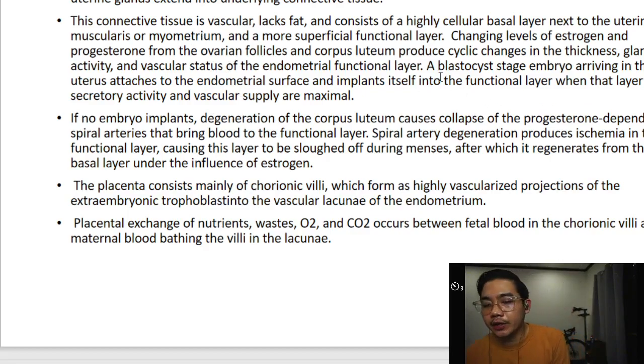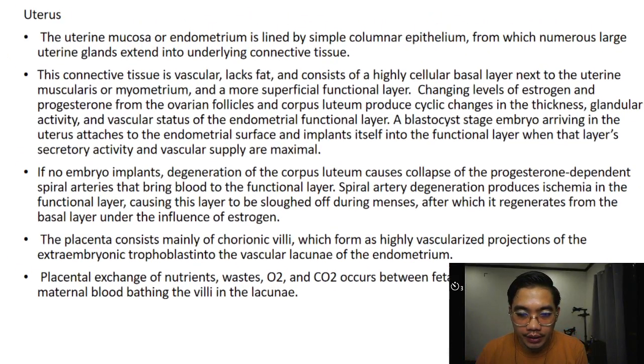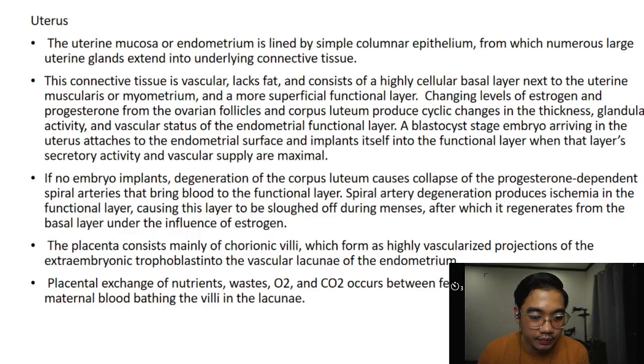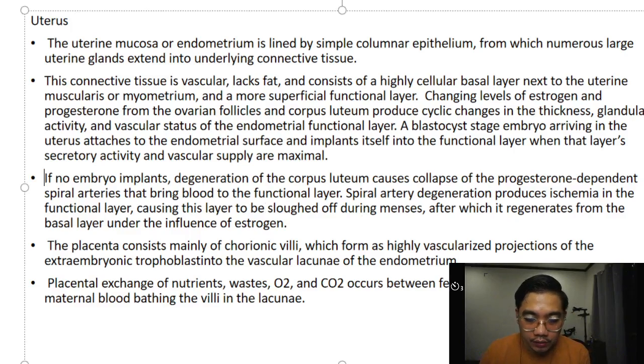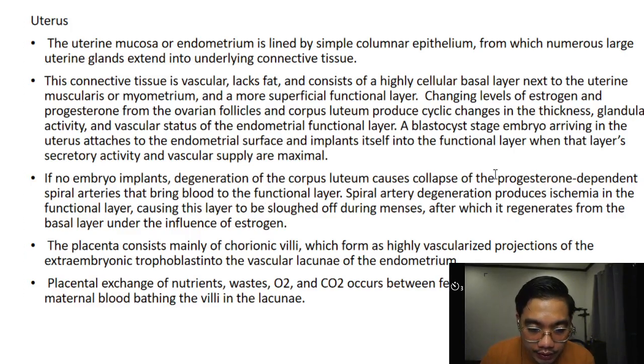So, it's not yet a zygote, this cell, right? From the fallopian tube. So, when it reaches the uterus, it becomes a blastocyst, no? So, it's going to develop. This blastocyst will implant itself into the functional layer.